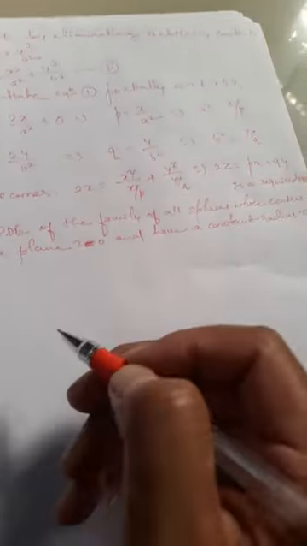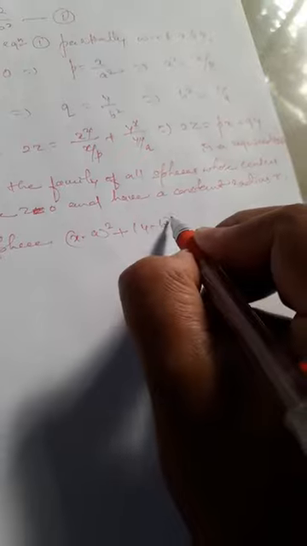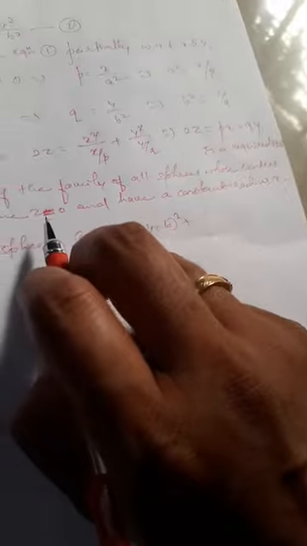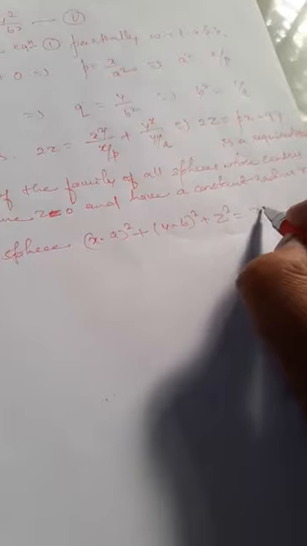Consider the sphere whose centers lie on the plane z equal to 0, that is x minus a whole square plus y minus b whole square plus z minus 0 whole square, because the centers lie on the plane z equal to 0, therefore plus z square equal to r square. Call this equation number 1.